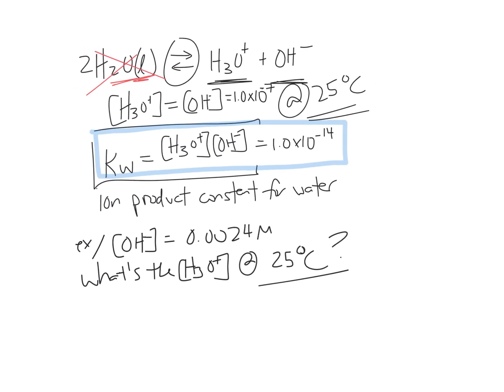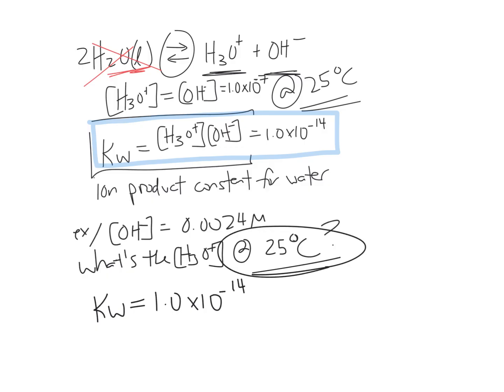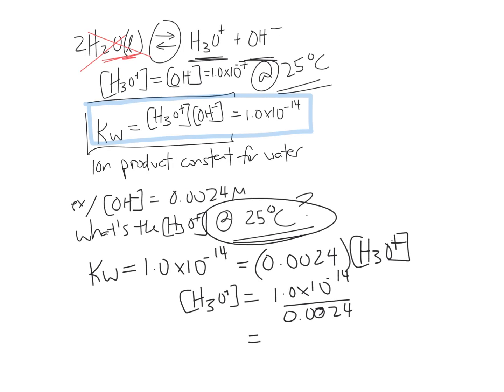Okay, so how we would then do this is we would say, all right, Kw, which we know is equal to 1.0 times 10 to the minus 14. Why do we know that? Because it's at 25 degrees Celsius. We know that is going to be the product of the two ions. And we know that one of those ions, the hydroxide ion, has that concentration. So then we can just solve for X, solve for H3O+, and it's going to be the other concentration.